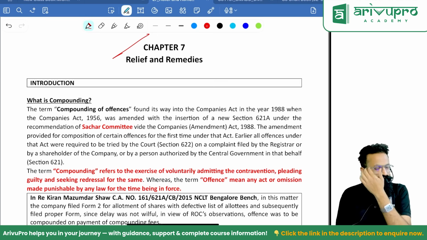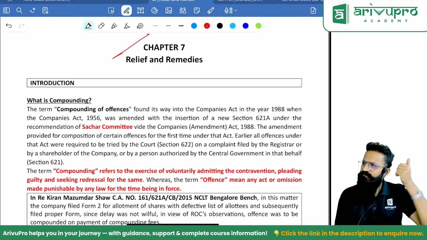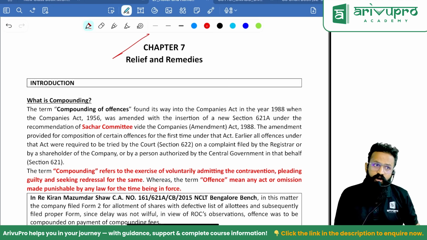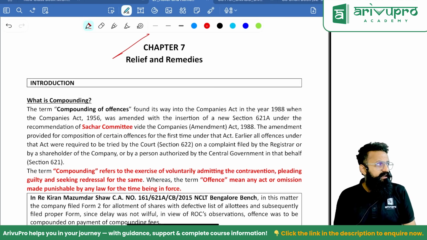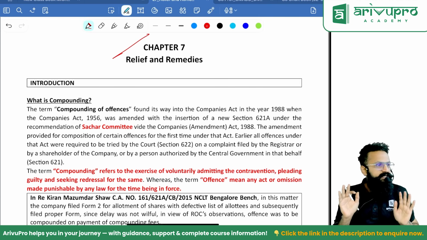In this chapter, we will be only discussing compounding under various acts. We will be seeing compounding under the Companies Act. We'll be seeing compounding under SEBI. We'll be seeing compounding under CCI, a little part. We'll be seeing compounding under FEMA. So we'll be seeing a little of compounding everywhere. And that is how this particular chapter is structured.